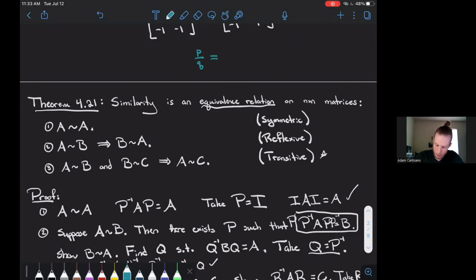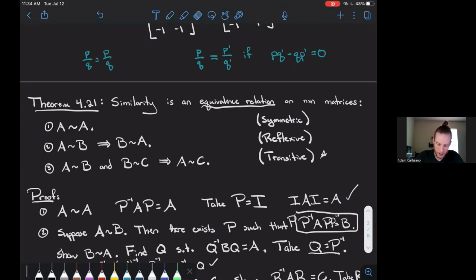p over q is equivalent to p prime over q prime if pq prime minus qp prime equals 0. That's the equivalence relation. And you can actually play this game: find a bunch of fractions p over q, q not equal to 0 again, and then check these three properties. So for example, p over q equals p over q. Is that true? Yeah, because pq minus pq is equal to 0.